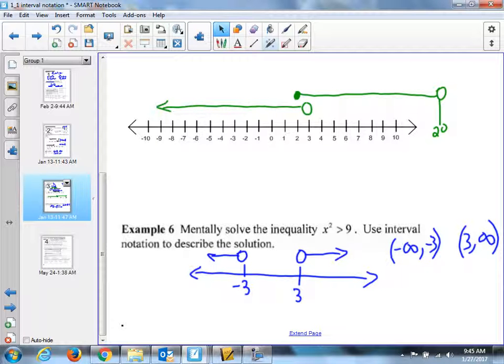So, and or. Do the numbers have to belong to both sets? That would be and. No, it's an or. It's either like negative 4, negative 5, or it's a number like 4 and 5. So we use a union, united.